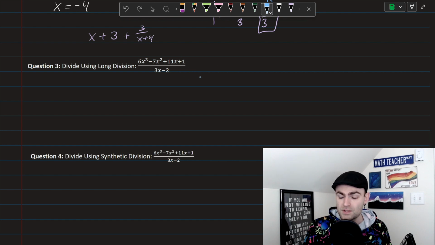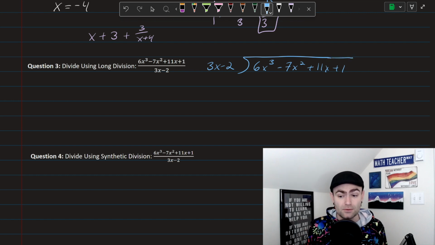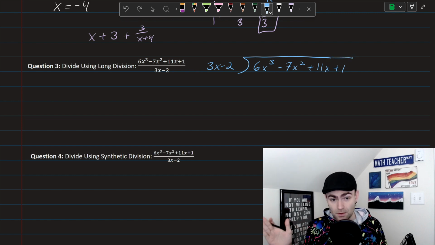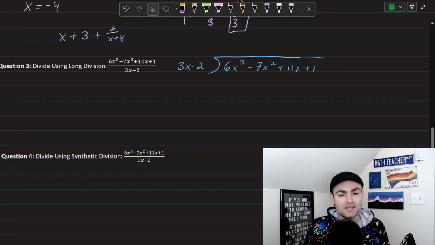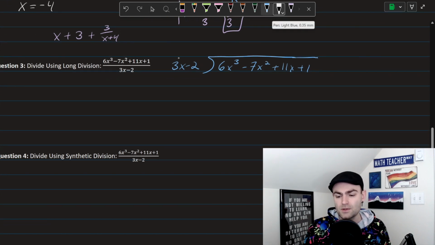So first thing I'm going to do is I'm going to rewrite this. So 3x minus 2, division symbol, and then 6x cubed minus 7x squared plus 11x plus 1. It's also important that this is in standard form, descending order of powers, just so we don't get confused on where our terms go. So, long division, we're going to ask ourselves what times 3x is 6x cubed.